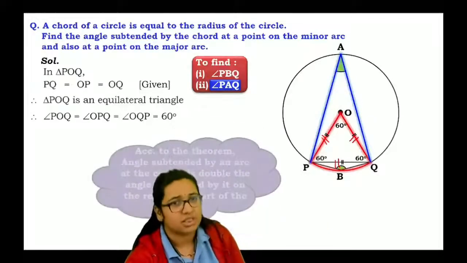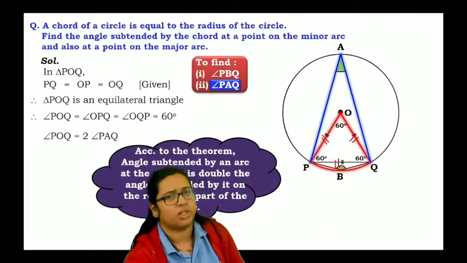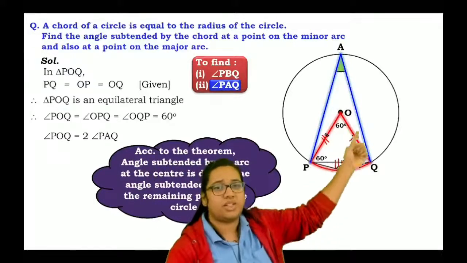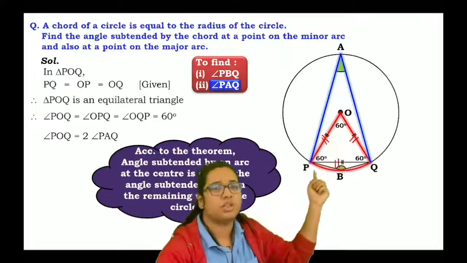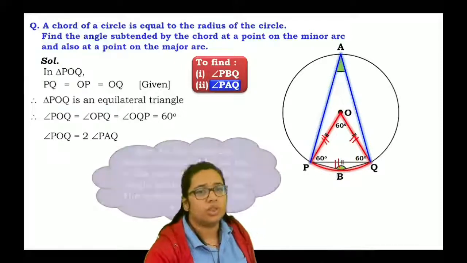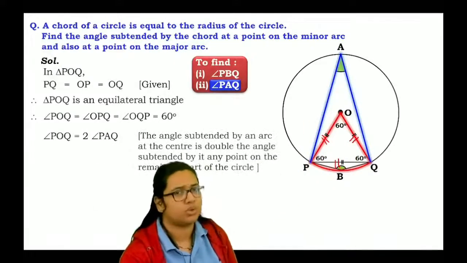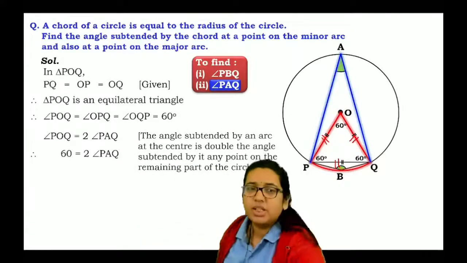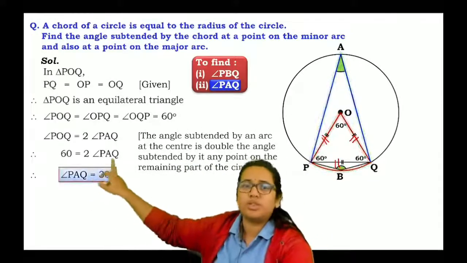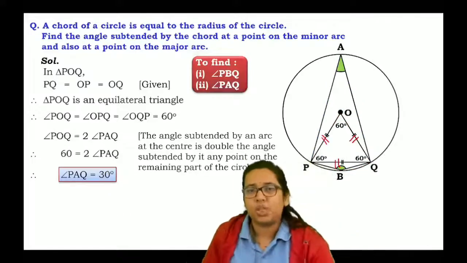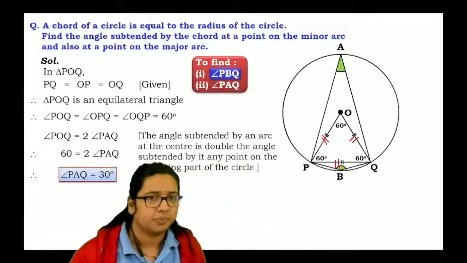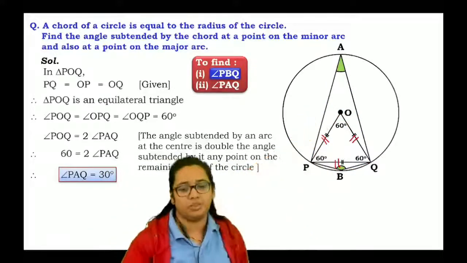If that is the case, then what do you know? According to this theorem, the measure of this central angle is equal to 2 times PAQ, right? So 60 is equal to twice of PAQ. Then the value of PAQ you will get is 30 degrees. PAQ will be 30 degrees.